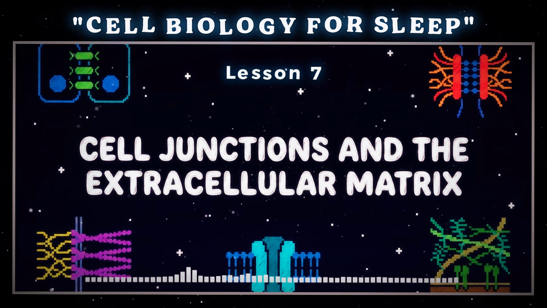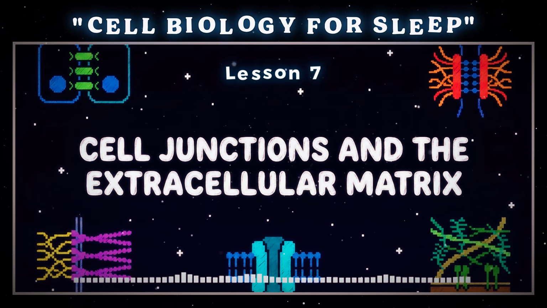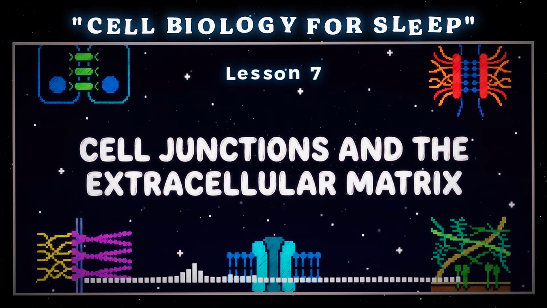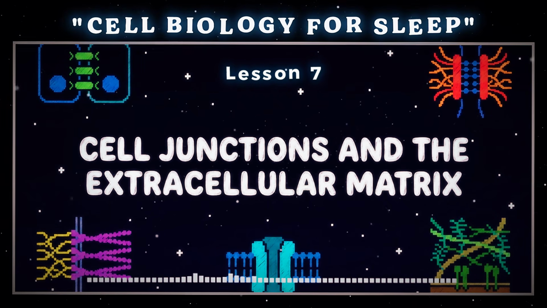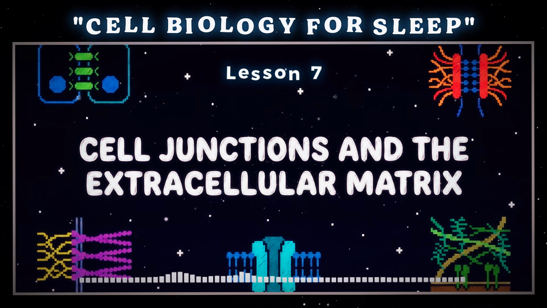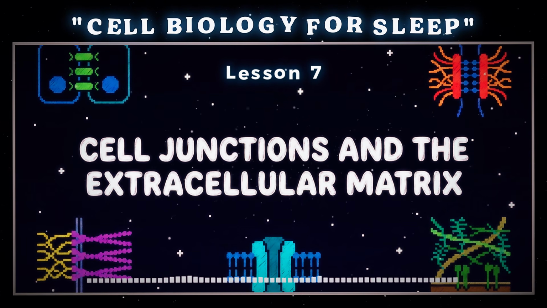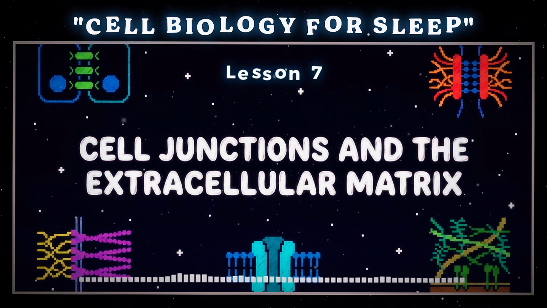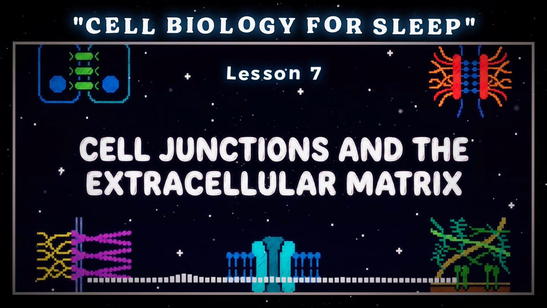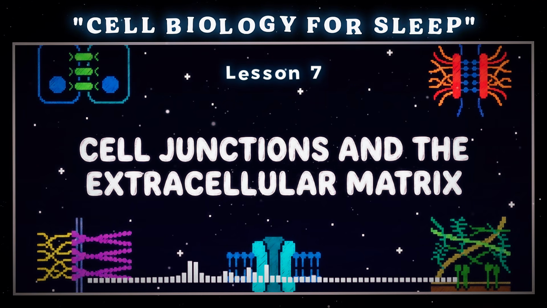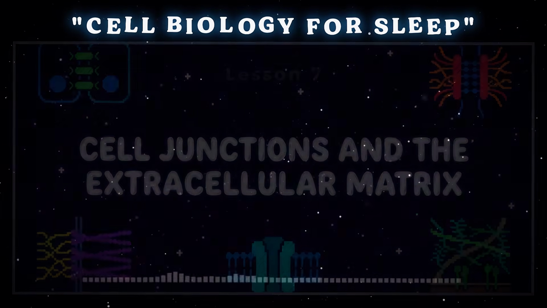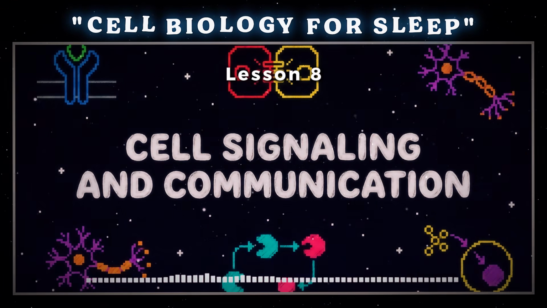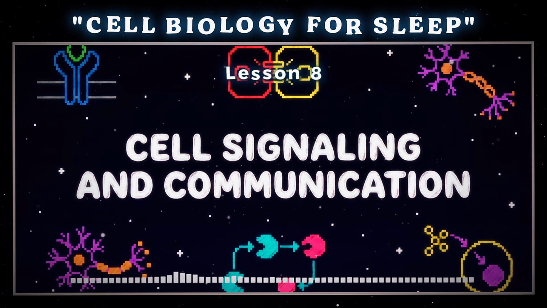We have established the physical connections. The stage is set. But a community needs more than just physical proximity. It needs a language. It needs a way to send complex orders, to warn of danger, to coordinate growth. Our next lesson will explore the whispers and shouts of the cellular world. We will learn how a chemical released in your brain can tell a cell in your toe to wiggle. Lesson 8. Cell Signaling and Communication.